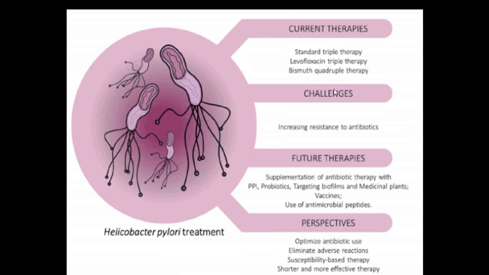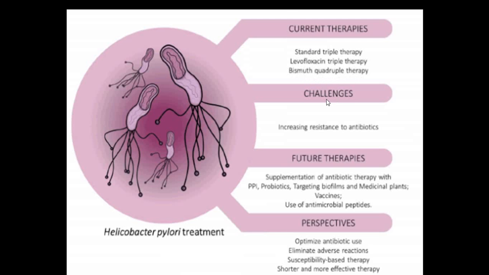So, current therapy: there are some challenges, and there are some future therapies, etc. We have triple therapy, where we use 2 antibiotics with 1 proton pump inhibitor, and for persons who are resistant to one of the antibiotics, it is replaced by levofloxacin, or by a bismuth compound containing bismuth plus 2 antibiotics and 1 proton pump inhibitor. That's why it is called bismuth quadruple therapy.